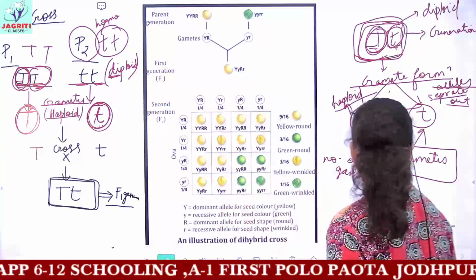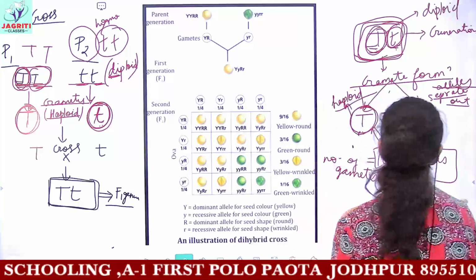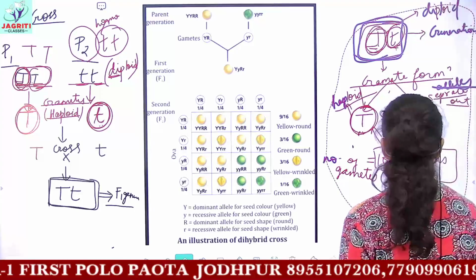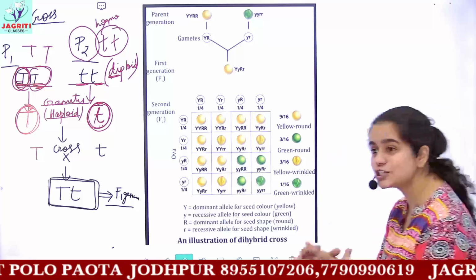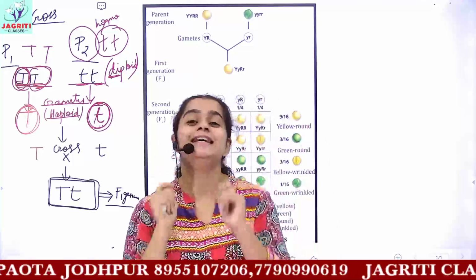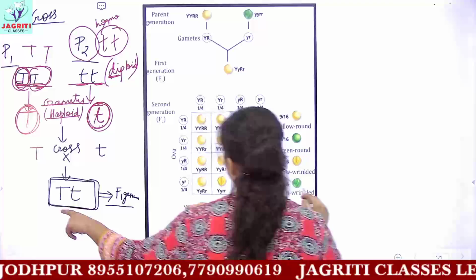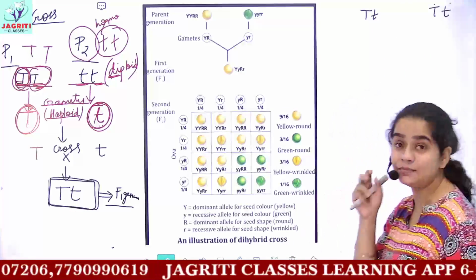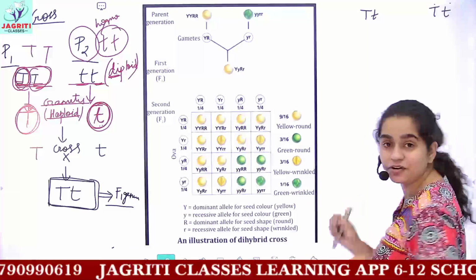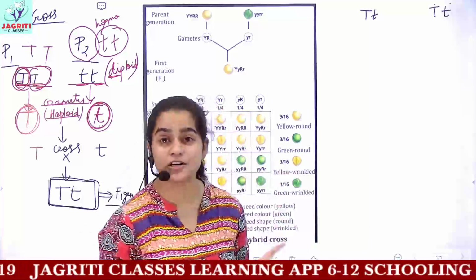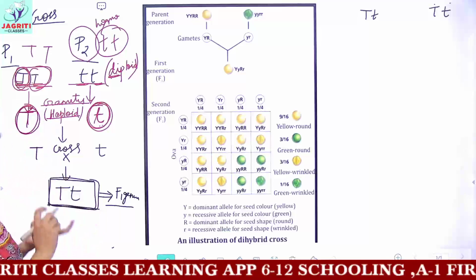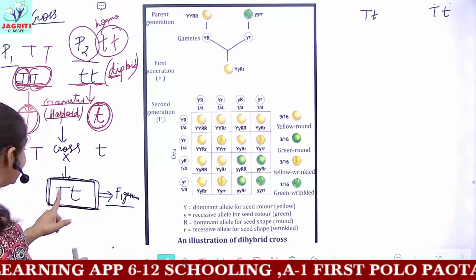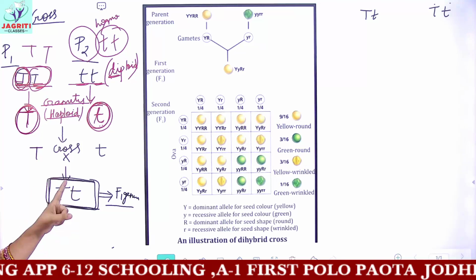Now next is what? After getting the F1 generation, what was the step? The step was that this F1 generation needs to be self-crossed with each other. So now we have our F1 generation as capital T, small t and capital T, small t. Now I am taking two cells, or two offspring, from the F1 generation. All the offspring produced in this F1 generation would have the same genotype. Genotype means the genetic constitution or the genetic makeup of an organism.